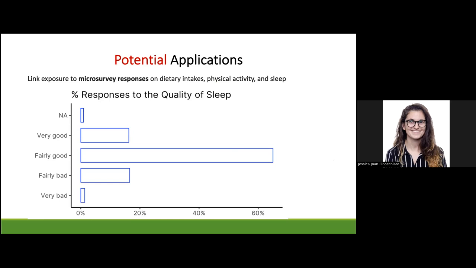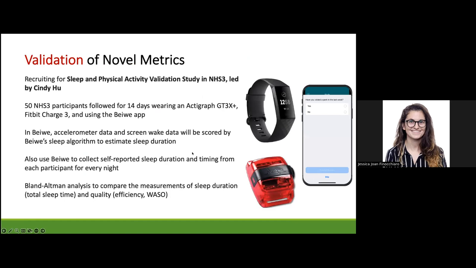And so, some micro-survey responses, like quality of sleep. I mentioned earlier we don't know about quality of sleep. Well, this we can actually ask in this day: how is your quality of sleep? And most of them are getting fairly good sleep, so that's great. We're also validating some of these metrics. I mentioned the Fitbit, research-grade accelerometers, and the Viva app, right? So we're asking 50 participants to wear a Fitbit, to wear an actigraph, this research-grade accelerometer, for 2 weeks, and then use this Viva app as well. Then we can compare between all these different metrics.